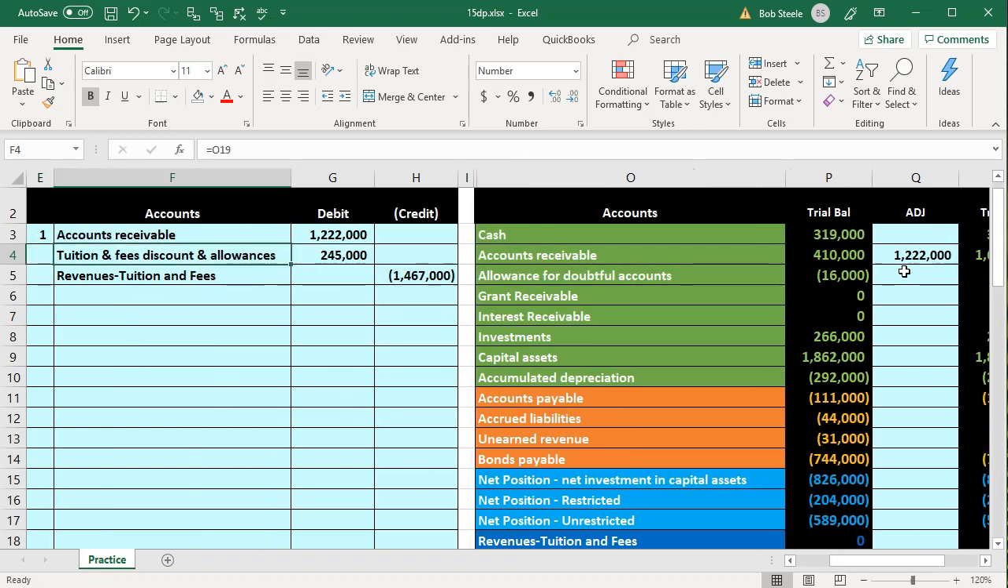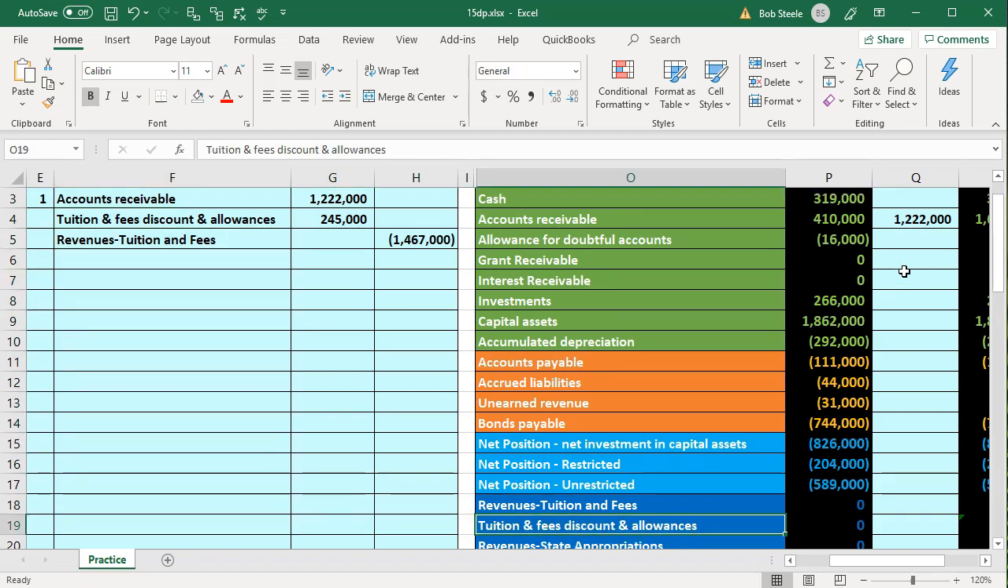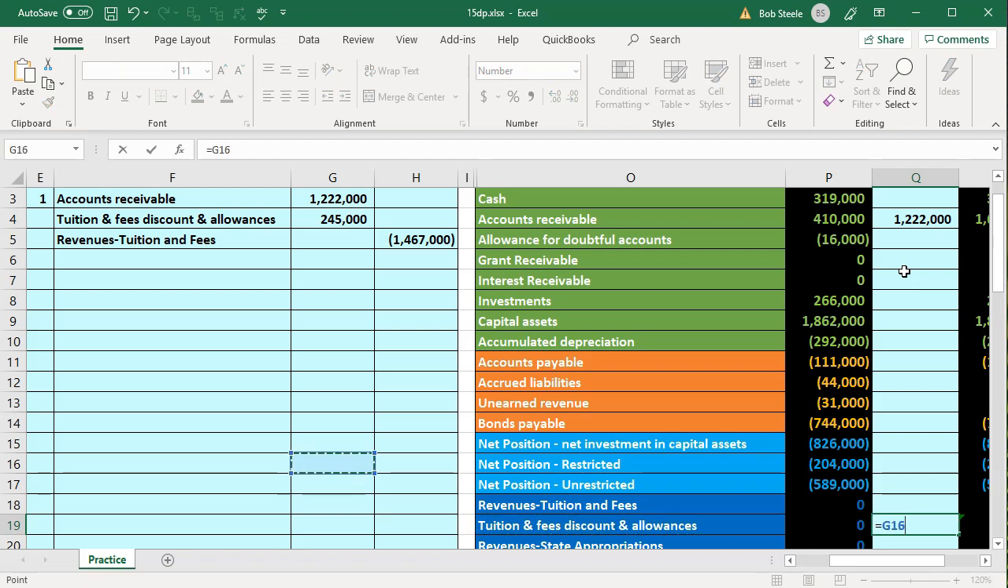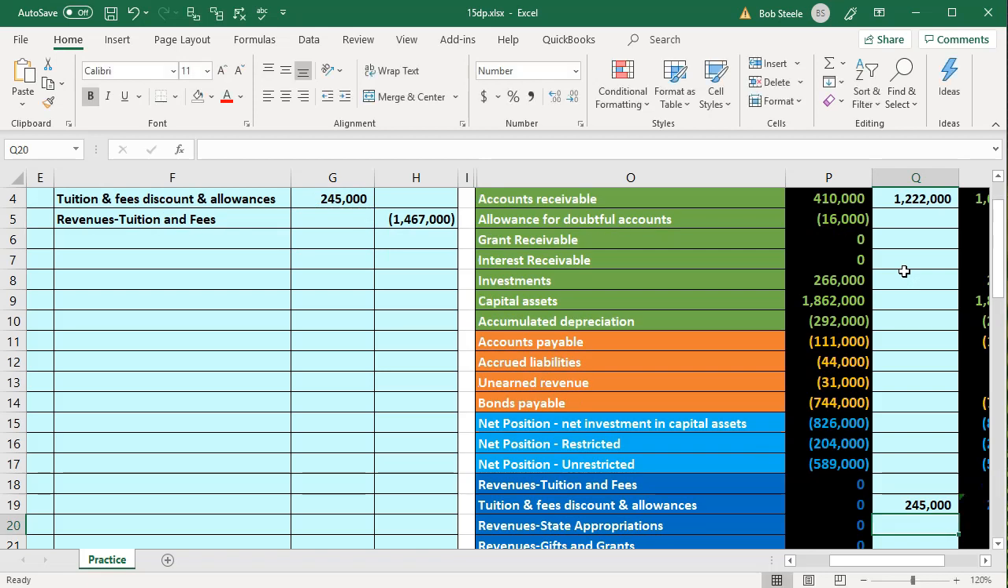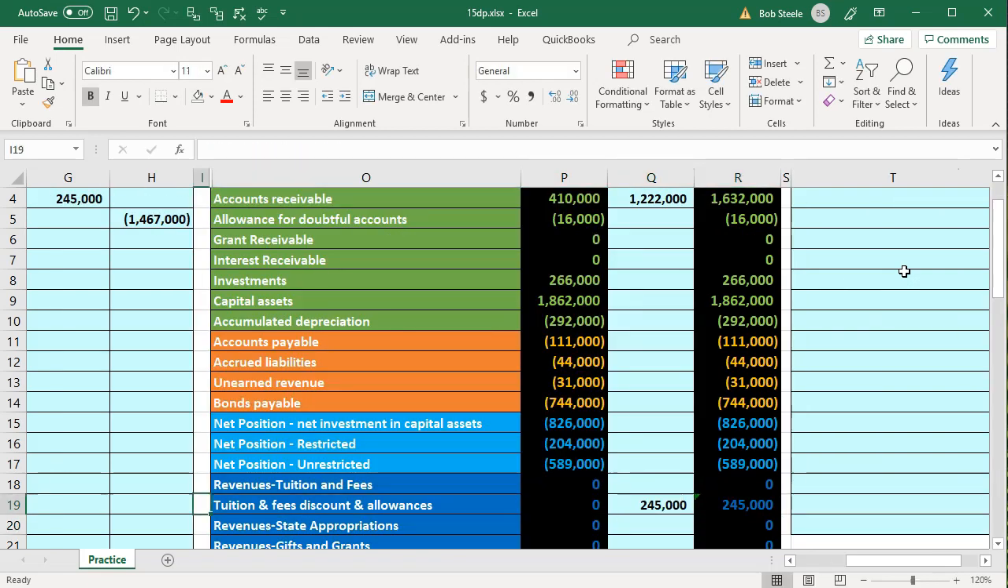Then we have the tuition and fees, discount, and allowances. So we're going to scroll back down to the tuition and fees, discount, and allowances. We are in cell Q19. Within Q19, we will say equals, scroll back up to the $245,000 and enter. So there is that number.